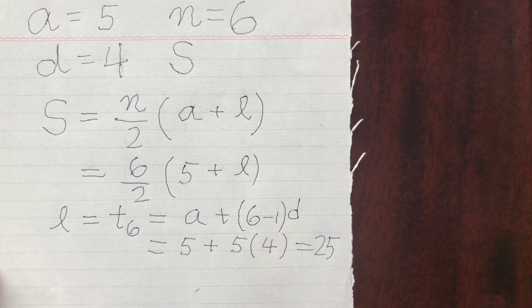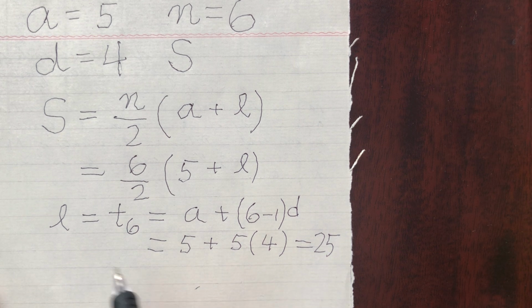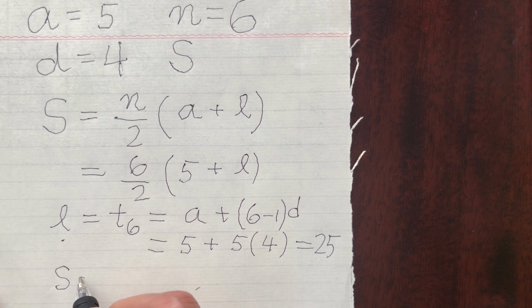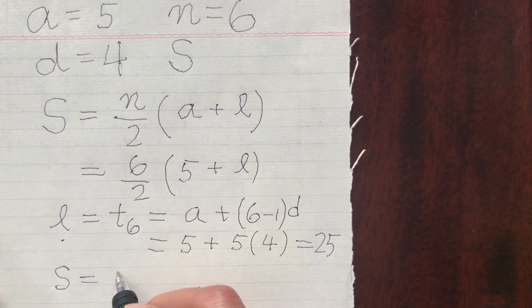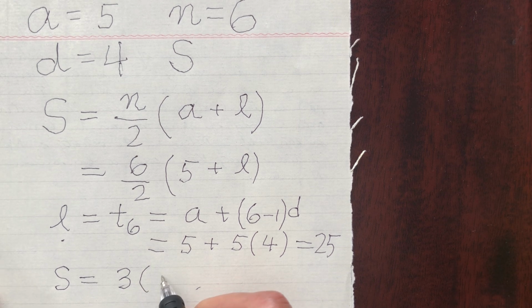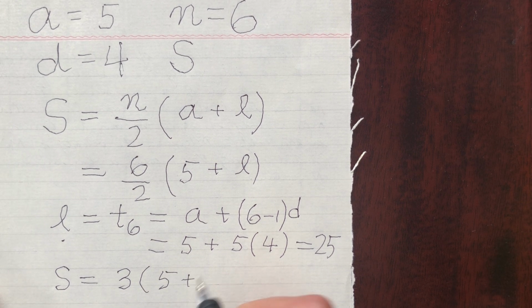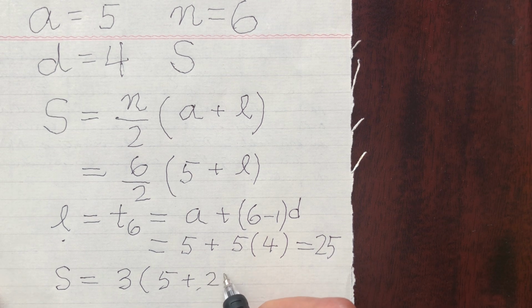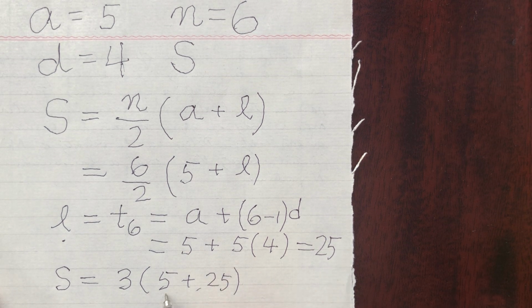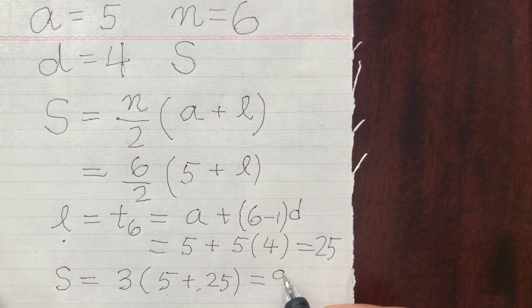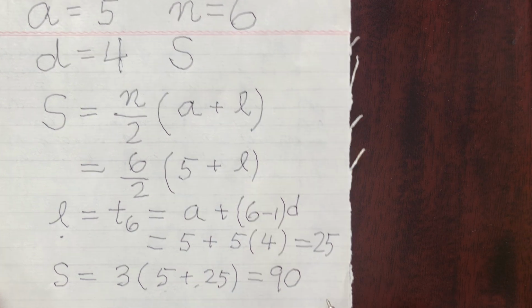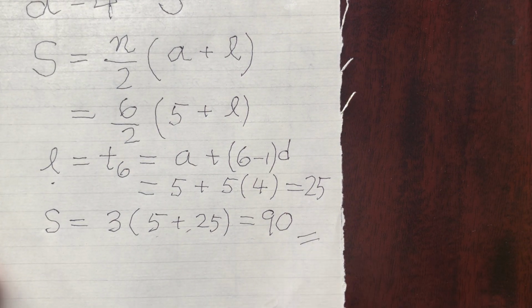Okay, that is my answer. Oh, no, that is not my answer. That is the last term. So I have to put the L into here. So the S is 6/2 is 3. 5 plus L is 25. And that makes 30. 30 times 3 is 90. And this is my answer. Okay.